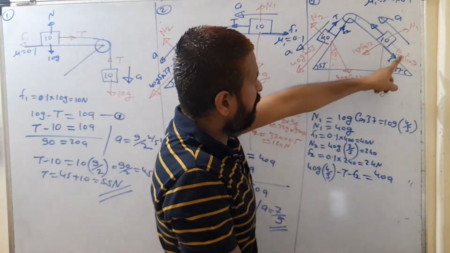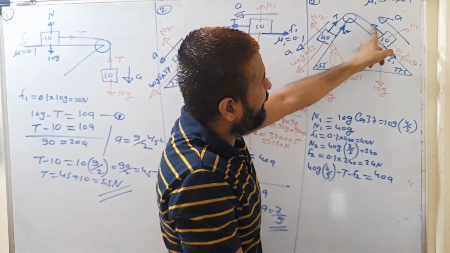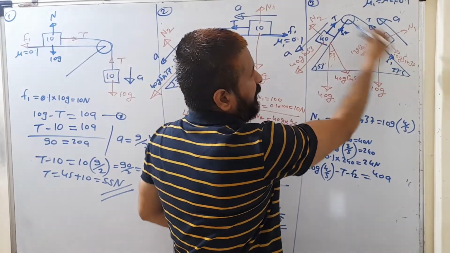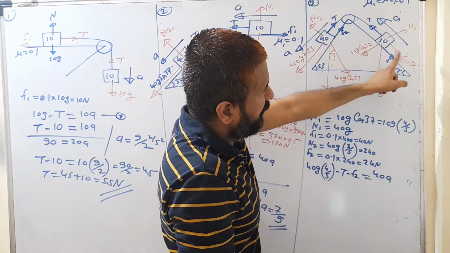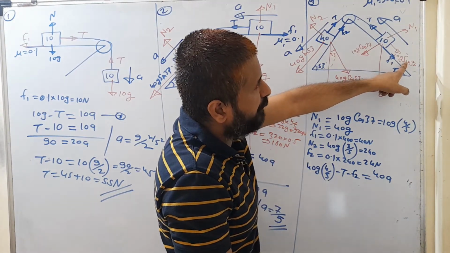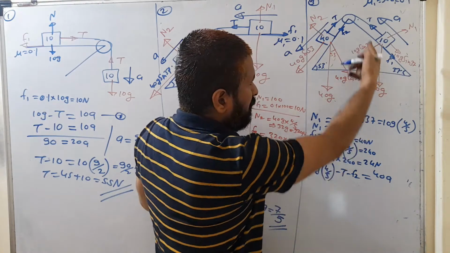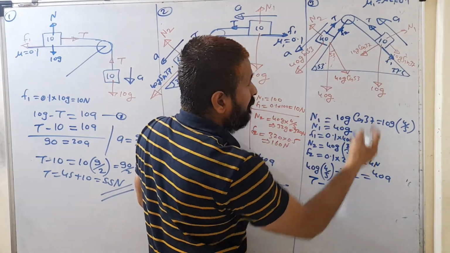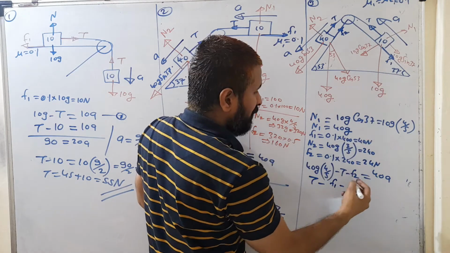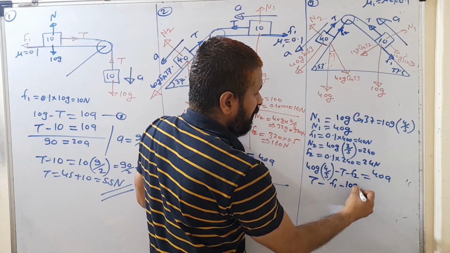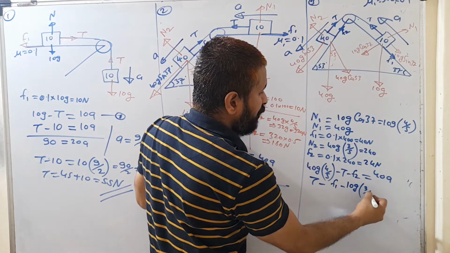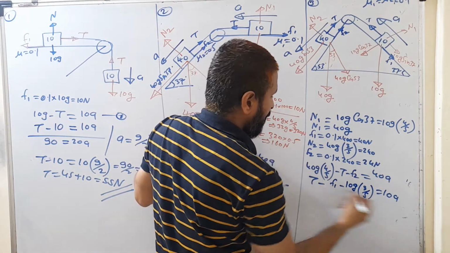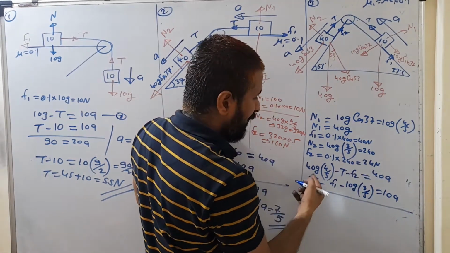For this block upward force is what, T, the tension on that string. So tension is acting upward. Downward two forces are there, friction and the component of the weight along the surface. So what we can write, T minus friction F1 minus 10G sin 37. So 10G sin 37 is what, 3/5 is equal to 10A. You can add these two equations, T is cancel.